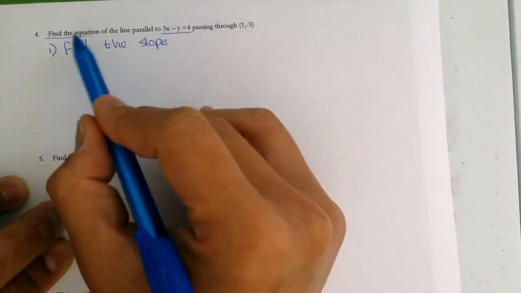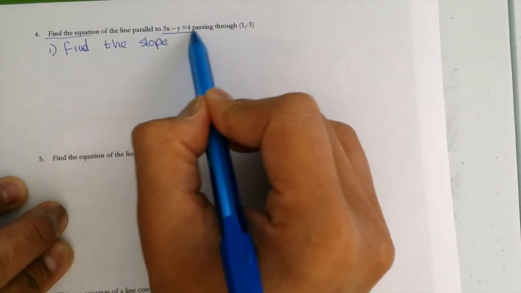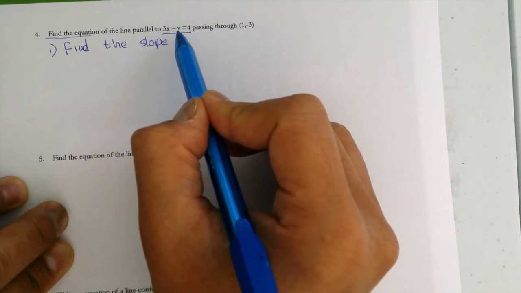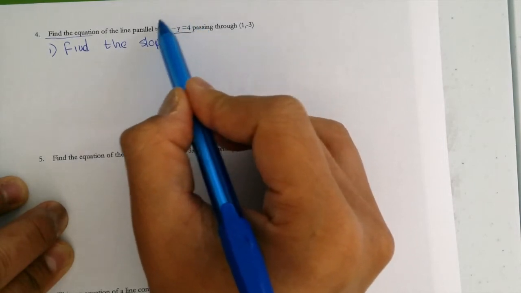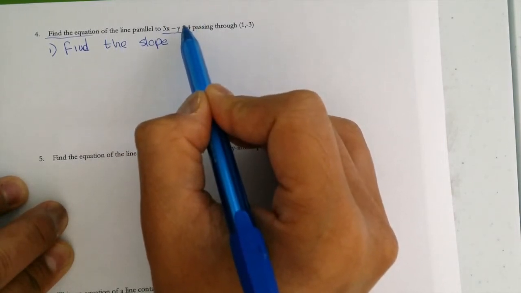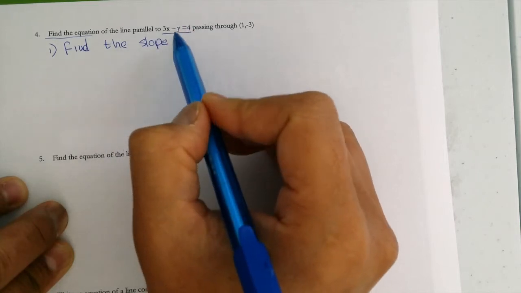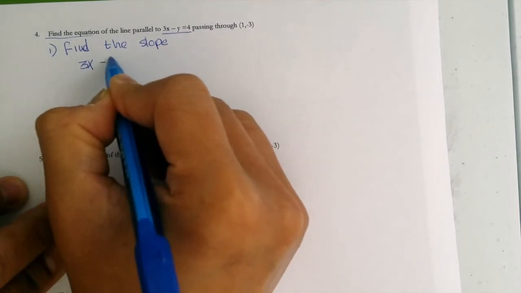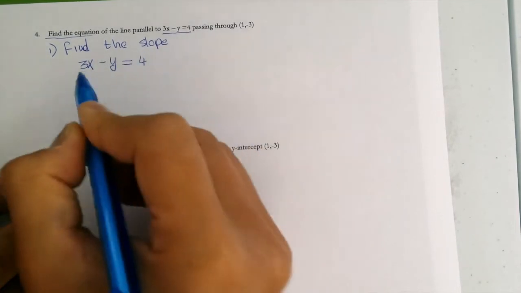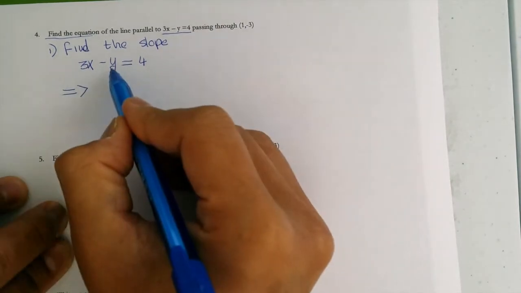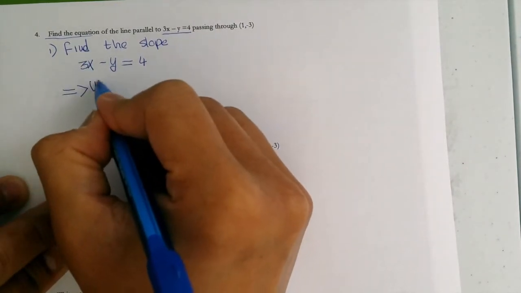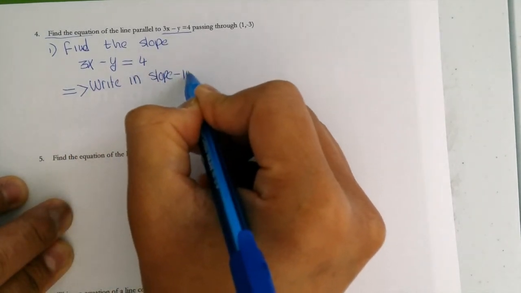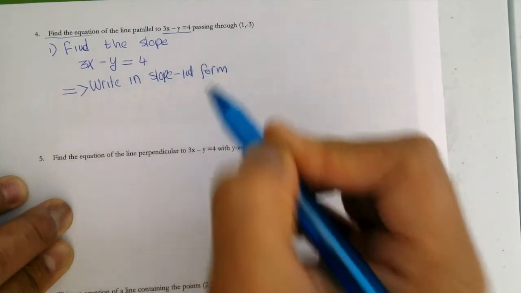Now, the fact that the line we're looking for is parallel to another line basically implies that they have to have the same slope. So what we're going to do is find the slope of this other line and then use that as the slope of our current line. The other line is written in standard form, so I'm going to solve for y. I'm going to write it in slope-intercept form, or another way to think of it is to solve for y.